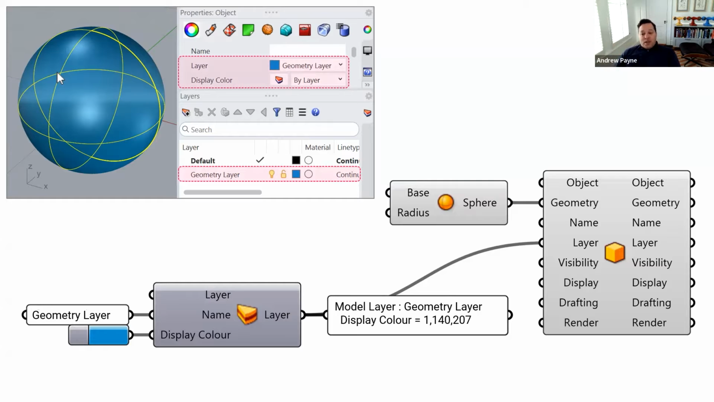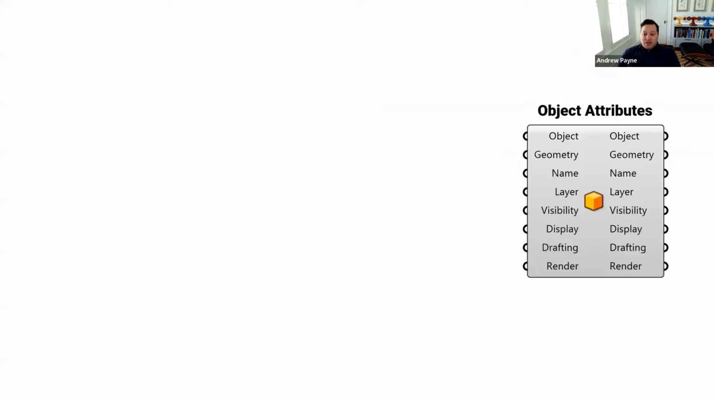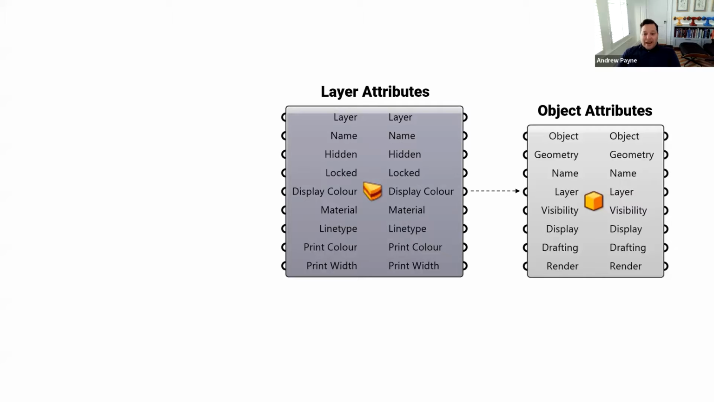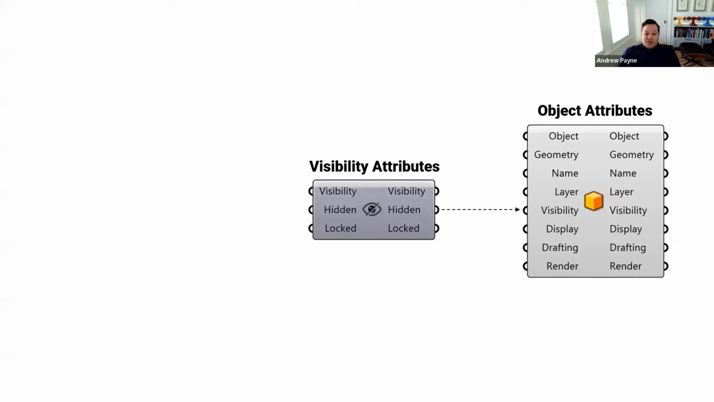And so with this new setup, particularly this model object attributes component, you really have a lot of control over how you assign attributes to objects, geometric objects in the Rhino model. So first, you can assign the geometry itself. You can give it the name. You can assign a layer, and each of the layer attributes can be defined through the layer component. Same thing with visibility. You can control whether it's going to be hidden or locked or not.